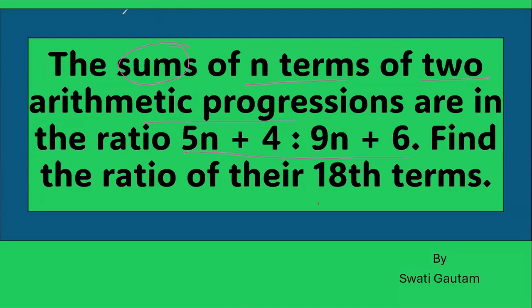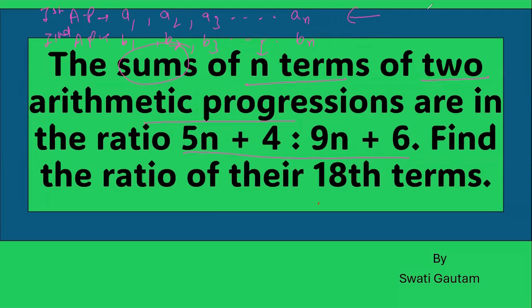So we let them be. Let's say the first arithmetic progression that we have is A1, A2, A3, and because they are talking about n terms, the last term will be A sub n, An. Then the second AP, let's take that as B1, B2, B3, and till Bn, because both the APs are talking about n terms. Now what they are saying is that the ratio of the sums of n terms of both the APs is given to us. It is 5n plus 4 to 9n plus 6.